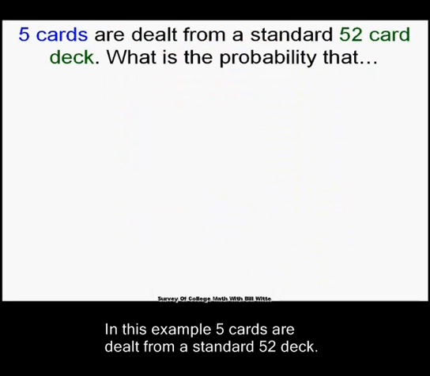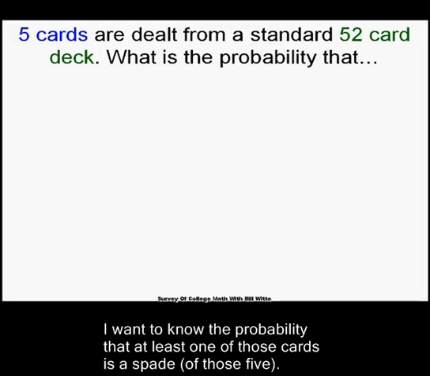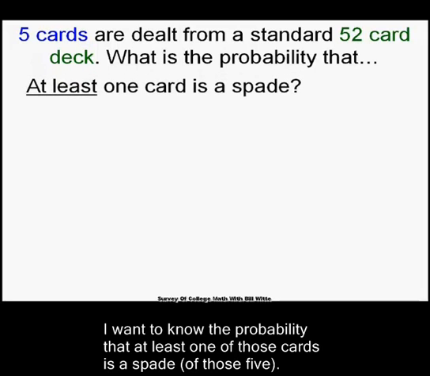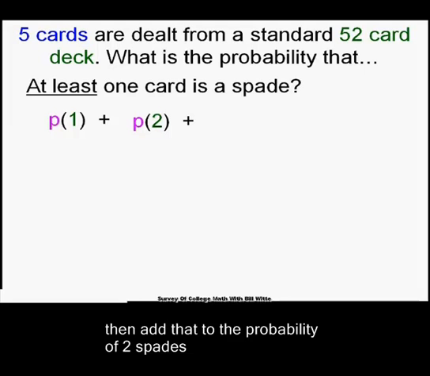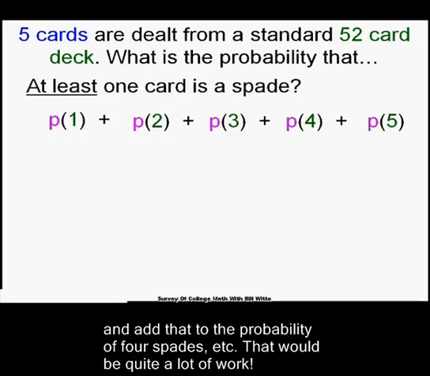Let's give an example. We have 5 cards dealt from a standard 52 card deck, and I want to know the probability that at least one card is a spade. At least one card is a spade. Well, if you think about it, we're going to have to know the probability that there's one spade, two spades, three spades, four spades, all the way. I have to figure out 5 separate probabilities in this case.